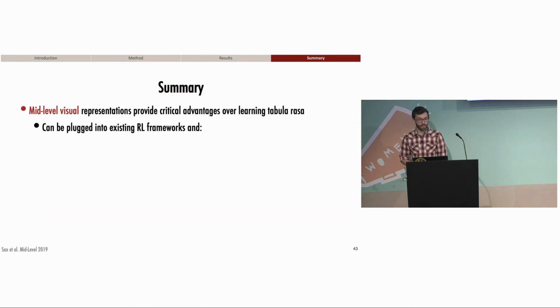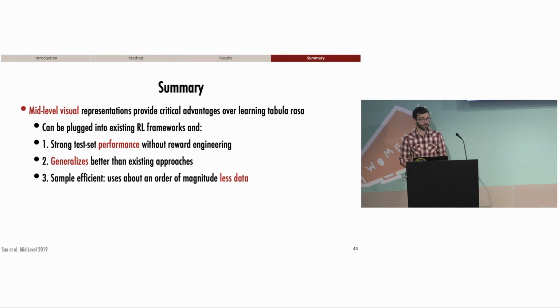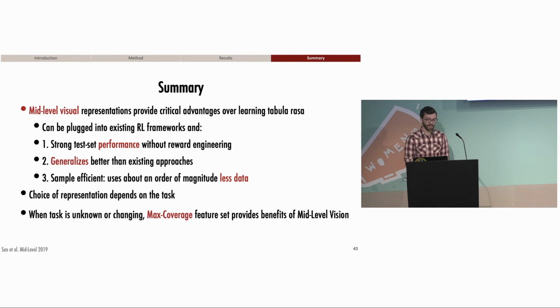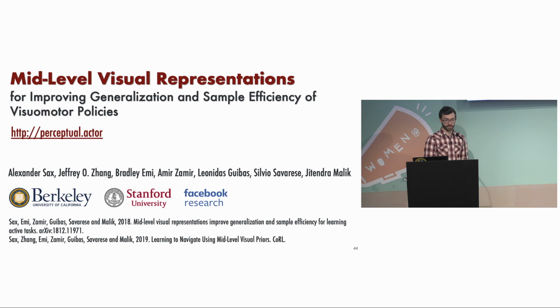So in summary, mid-level visual representations provide critical advantages over learning tabula rasa. They can be plugged into existing RL frameworks and can improve performance, generalization, sample complexity, all the stuff I talked about. But the choice of representation depends on the task, and when the task is unknown, a set of features can improve performance. We provided a specific example, and there's a lot more on our website.